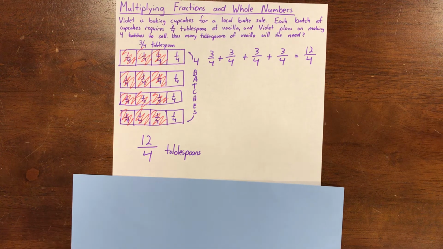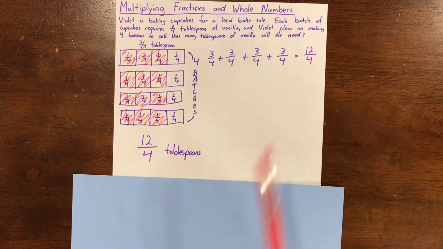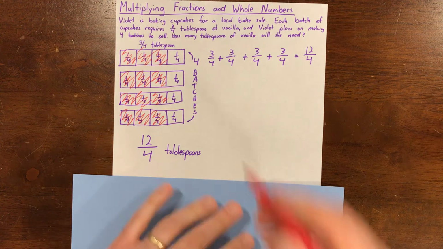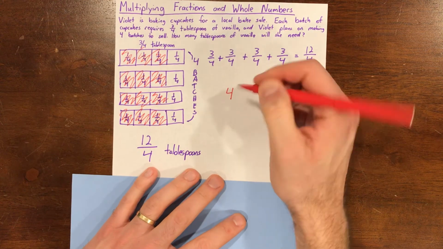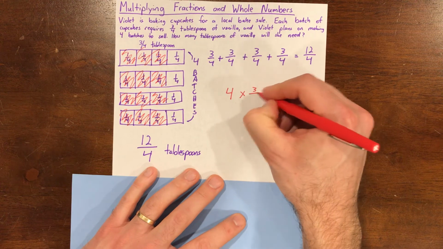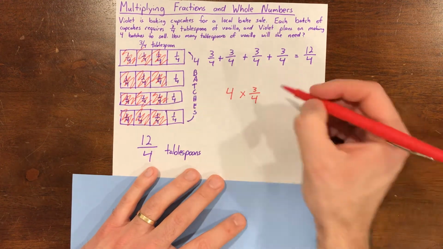Oh, right. We could use multiplication because multiplication is the same as repeated addition. What would our multiplication equation be and why? Say it out loud. Right. 4, because we have 4 groups, times 3/4, because each group has 3/4 in it.